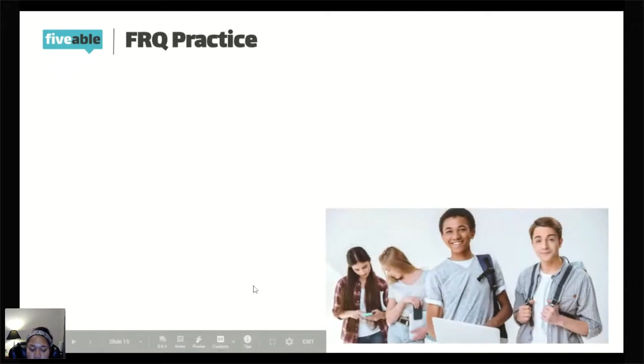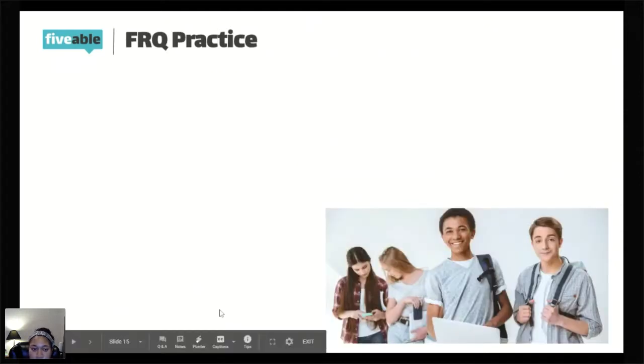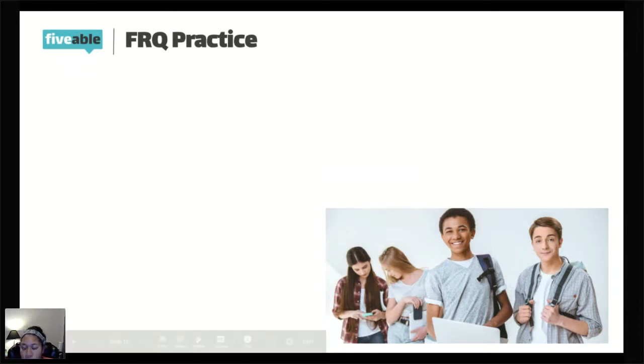Okay, so now we're actually going to get into the FRQ practice. But does anyone have any questions about operant conditioning or classical conditioning, or any of the methods before we actually start the practice FRQ? If not, I'll just continue to move on and we'll start the practice FRQ. Hopefully this background will help you guys to answer the FRQ better, for a better practice. Okay, so if there's no questions, if there is, just interrupt me when I'm reading the FRQ. But if not, I will just go ahead and continue to read the FRQ.